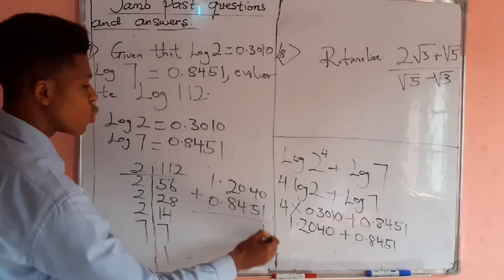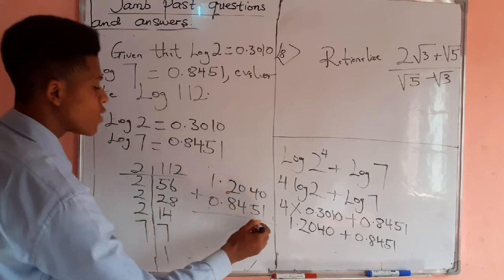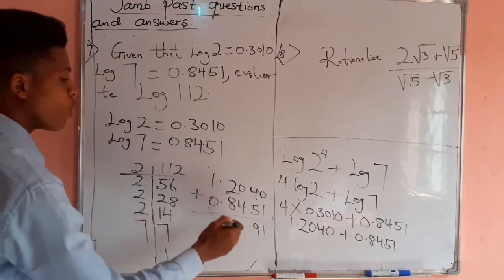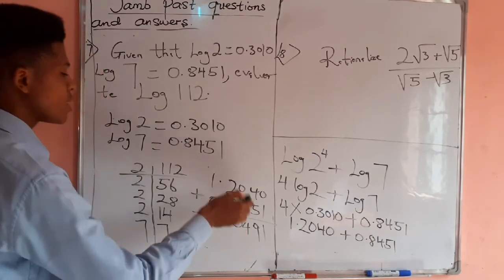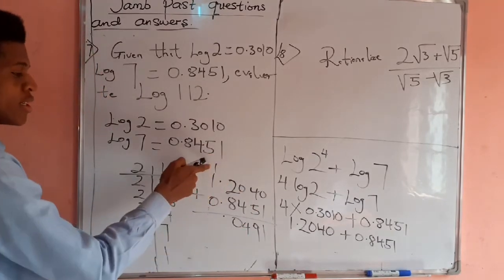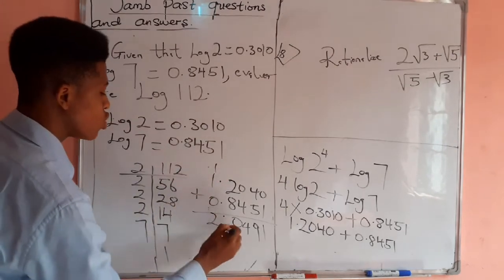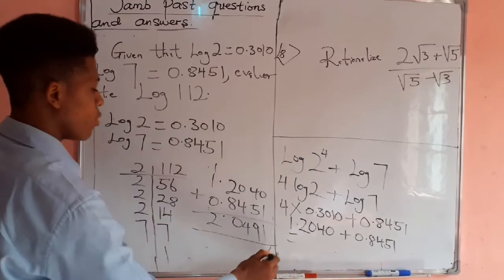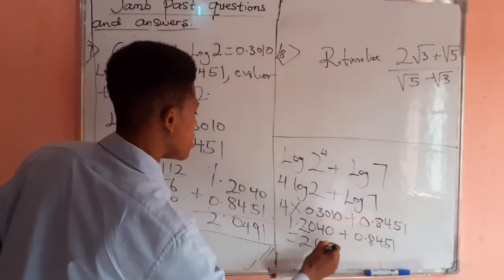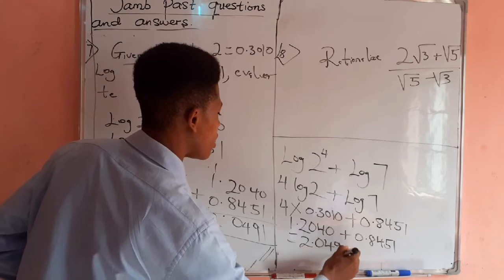0 plus 1 gives us 1. 4 plus 5 gives us 9. 0 plus 4 gives us 4. 2 plus 8 gives us 10, point. 1 comes over to this side. 1 plus 1 gives us 2. So our final answer is 2.0491.